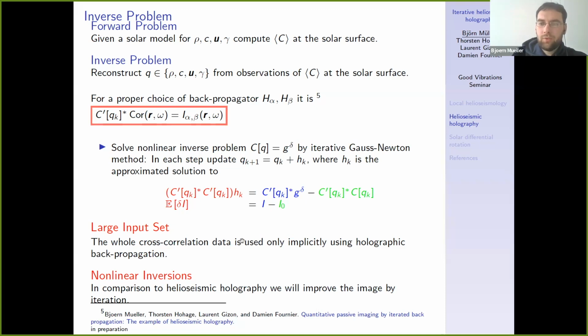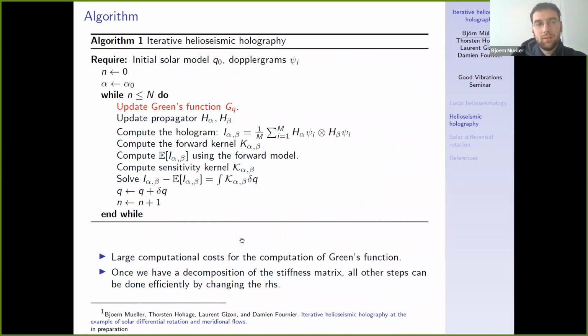I started with two challenges at the beginning. The one was that we have a large input data set. This is now solved by using this holographic backpropagation trick. And then, that we also want to solve nonlinear inversions. And this is now solved by starting a Gauss-Newton algorithm here.